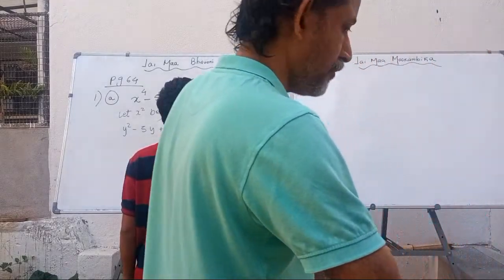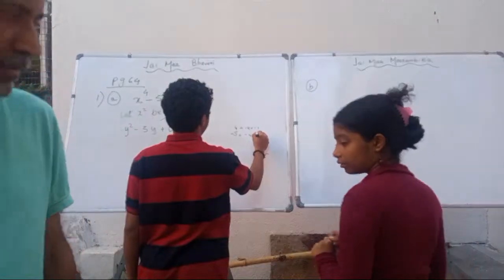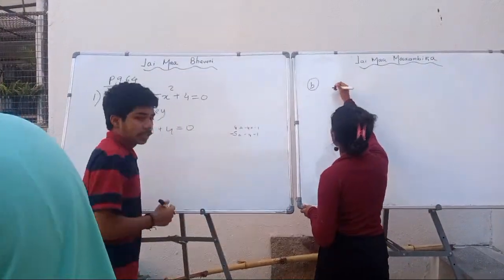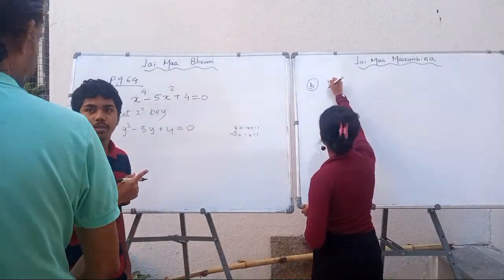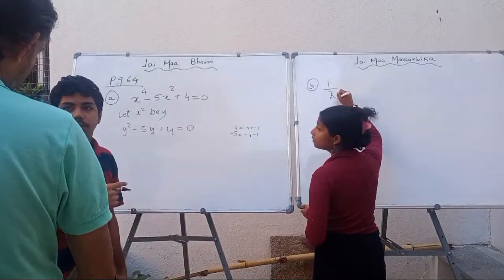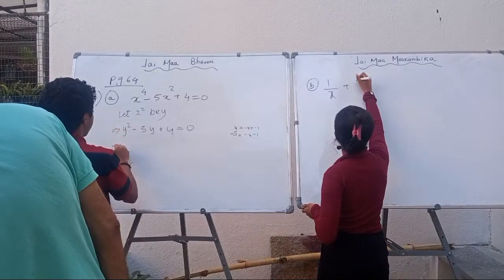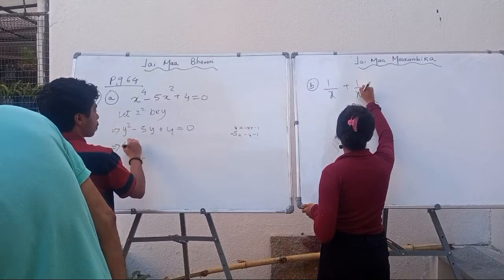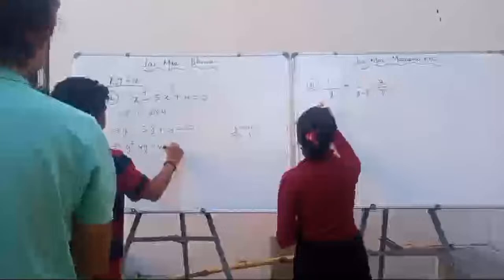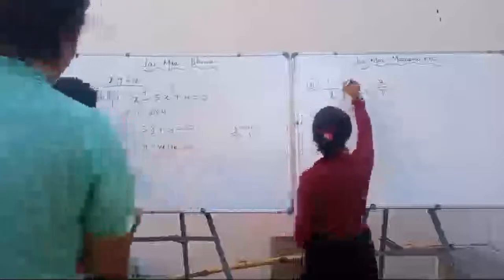You have to pick up this habit that you have to consider the sign. Like B. So can you dictate the question? Dictate the question. Okay. Is this correct? 1 by x plus 1 by x minus 5 is equal to 3 by 10. Okay.